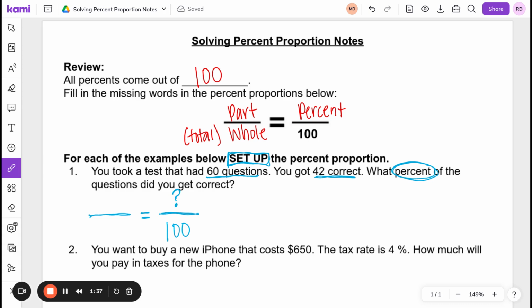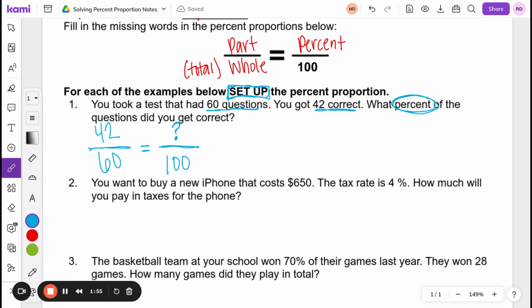Now, the question becomes, is the 60 the part you got correct or the total questions on the test? So because it told us there were also 42 correct, 60 is going to be your total and 42 is your part. And again, we're just setting up right now.